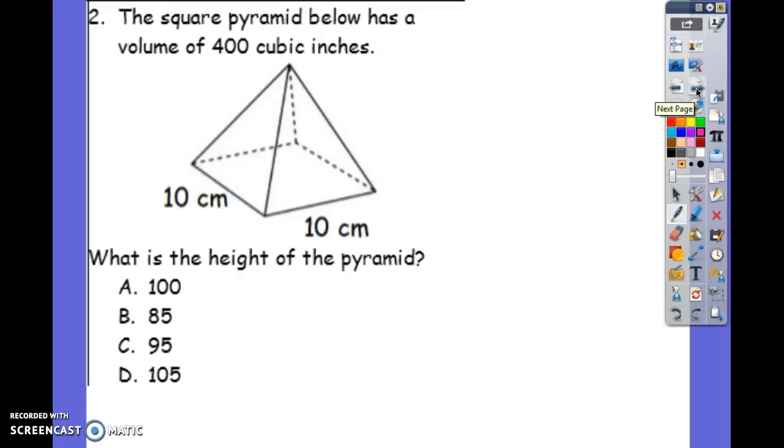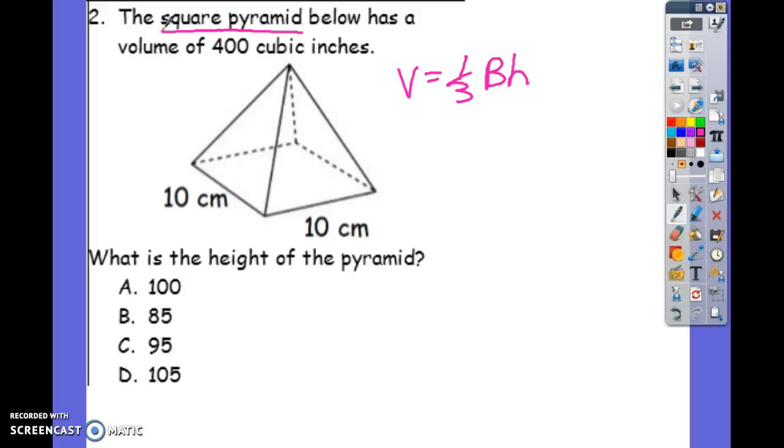Question number 2. The square pyramid below has a volume of 400 cubic inches. What is the height of the pyramid? So we need to make sure that we're looking at our chart and find the formula for a pyramid. Volume is equal to 1/3 area of the base times the height of the pyramid. It tells me that it is a square pyramid.